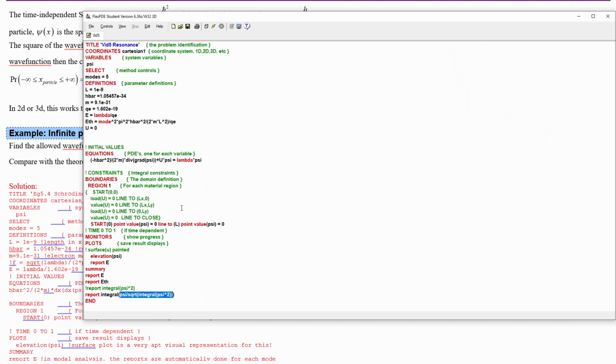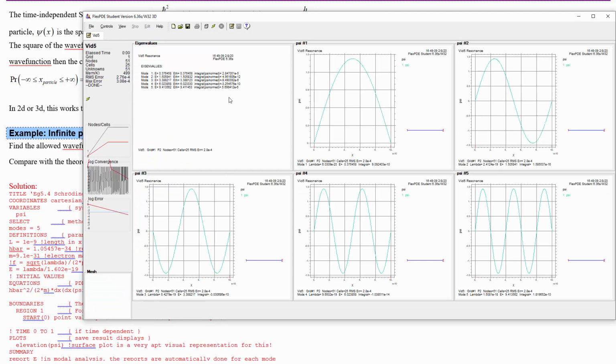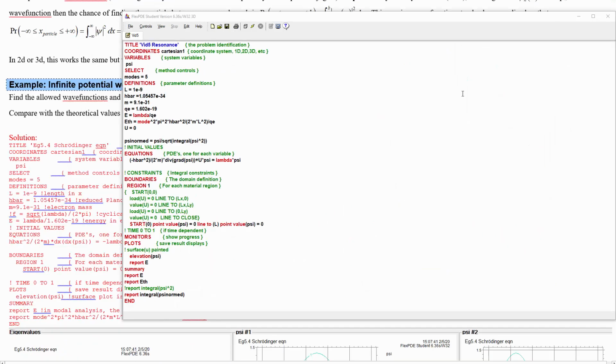So let's first make psi normed equal to that, and then let's try integral of psi normed. Nope, there was something else that was messed up about this. I see it now. We have to not integrate the wave function, but integrate the wave function squared.